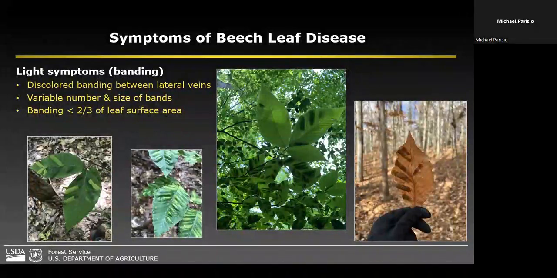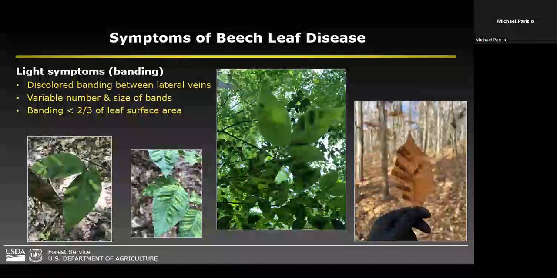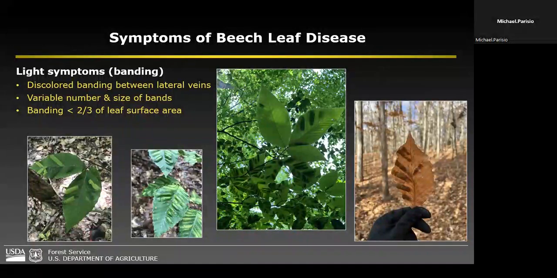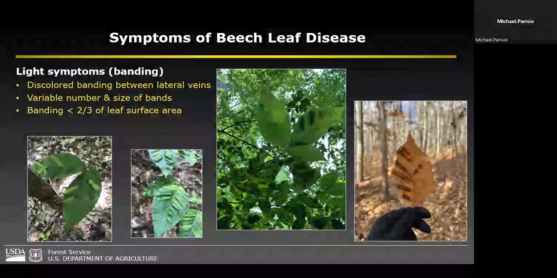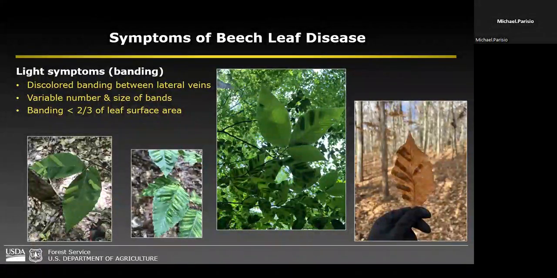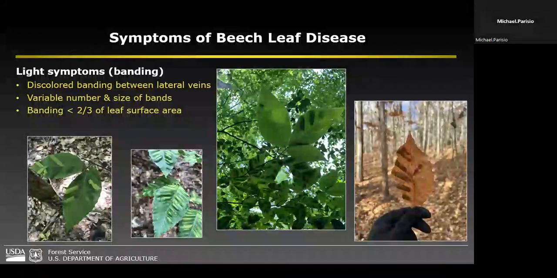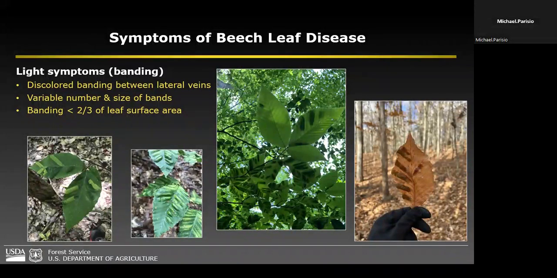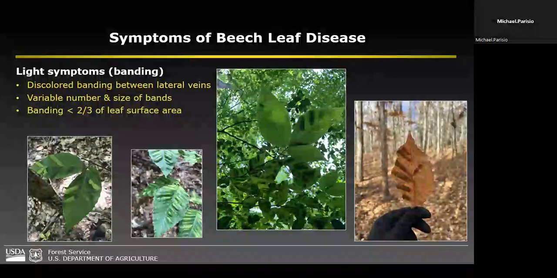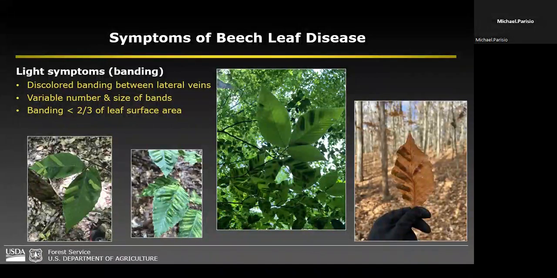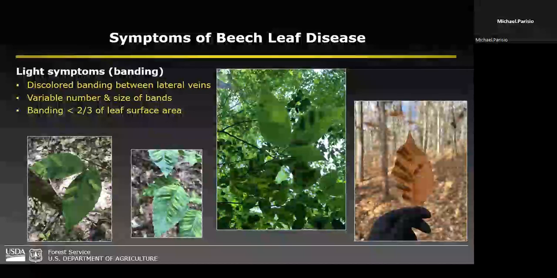There are a couple of qualitative symptoms that I like to group into some categories here. What we see with these light symptoms is typical for new and initial infections. We often refer to this as banding. It can create these either light or, more often, dark-colored bands or galls within the interveinal secondary veins on the leaf. The number and the size of these bands can be really variable. And you can see from that photo on the right that you can actually detect these in fall senescence, so you could potentially do some winter diagnostics by looking at leaf litter.